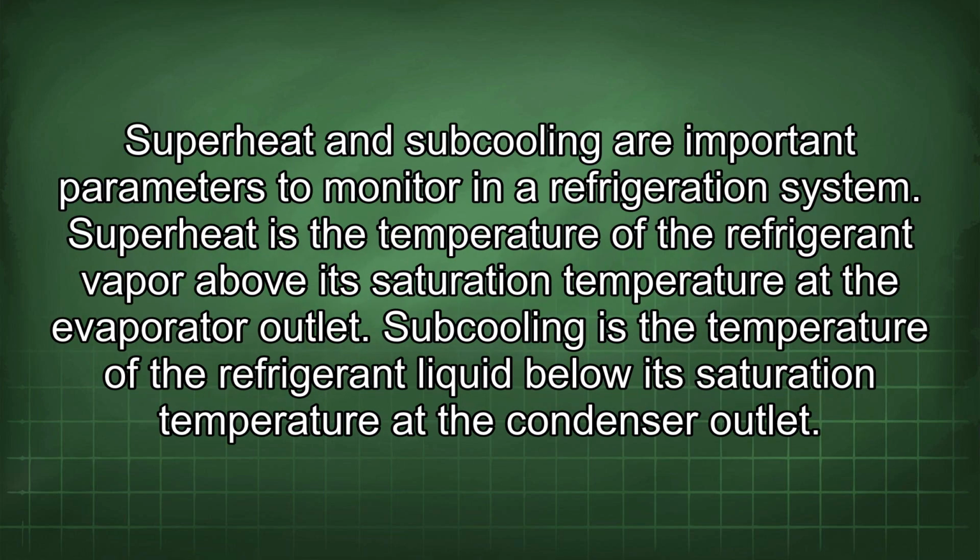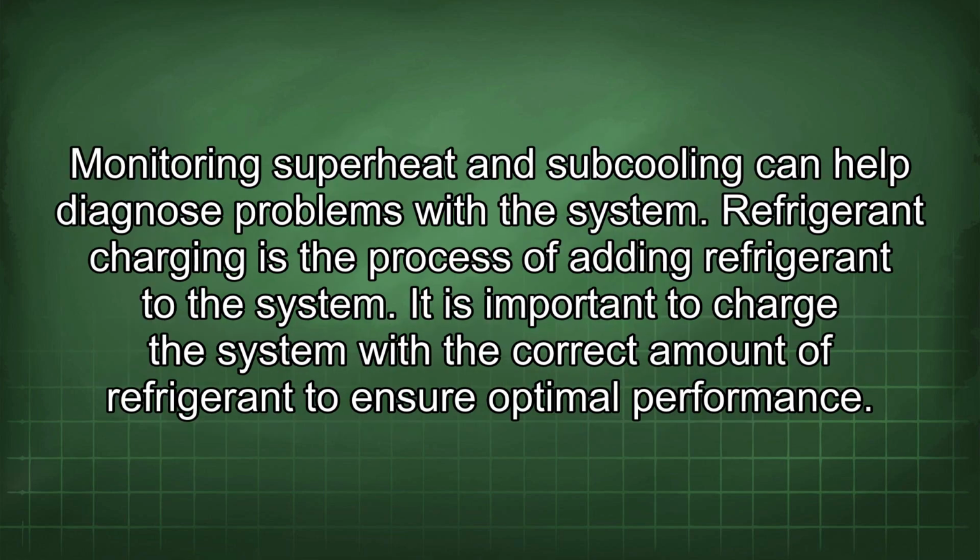Superheat and subcooling are important parameters to monitor in a refrigeration system. Superheat is the temperature of the refrigerant vapor above its saturation temperature at the evaporator outlet. Subcooling is the temperature of the refrigerant liquid below its saturation temperature at the condenser outlet. Monitoring superheat and subcooling can help diagnose problems with the system.